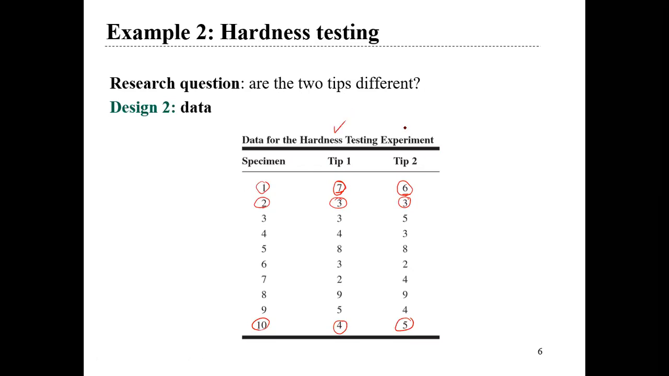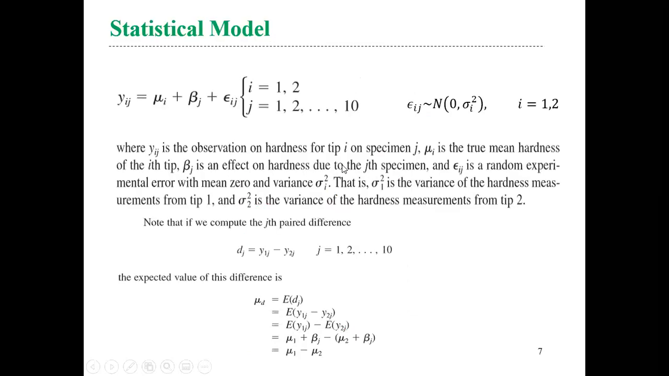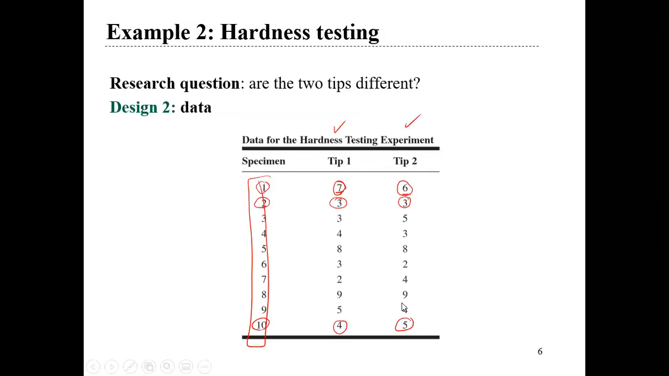Should I treat these two groups of data as independent samples? They are not independent samples. They are coming from the same sample. I have only one sample, but I have two groups of data. So you shouldn't work with these two groups of data separately. You should work with the difference between these two groups of data. We work with the difference between these two tips. If on average the difference is 0, it means they are the same. If on average the difference is not 0, they are different.